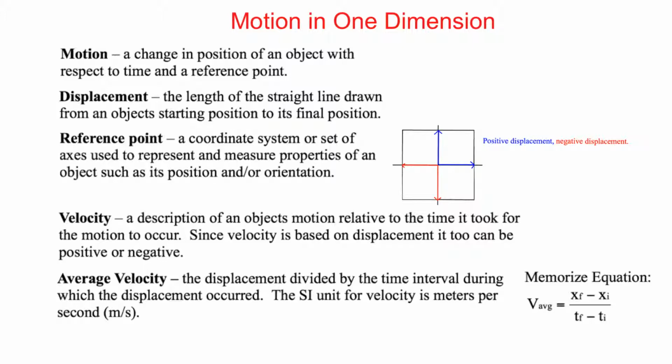Average velocity is the equation that I just talked about, where you have the displacement divided by the time interval it took for the motion to occur. So that's what this equation is over here. The average velocity is equal to the displacement, or the change in position, over the change in time.